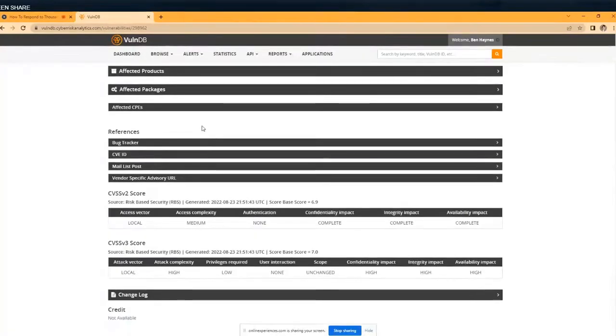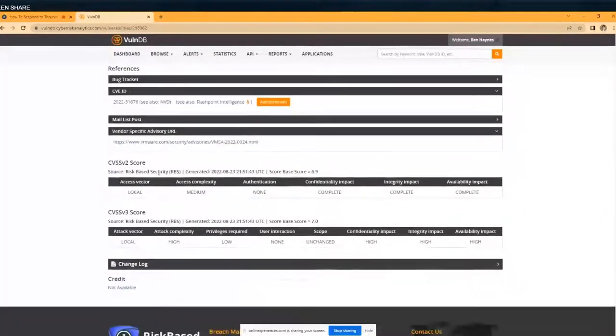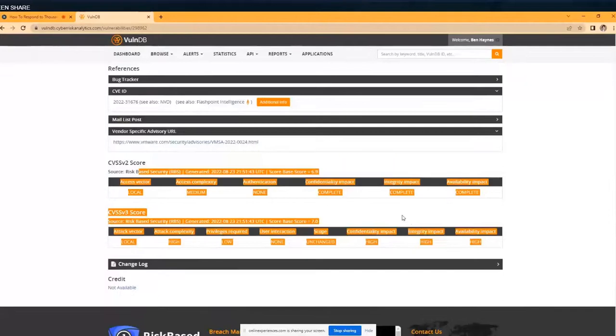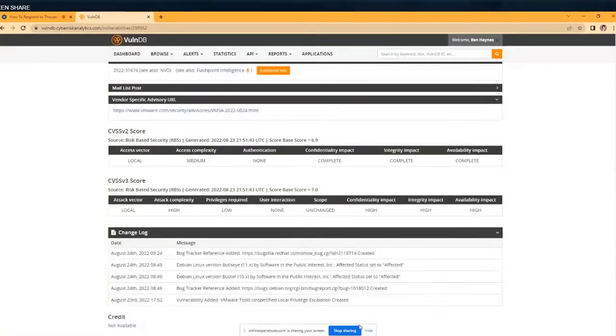And then here's the citations we have. In this case, this thing does have a CVE ID, but there's also advisories, mailing lists. And then you'll see our severity, our CVSS scoring, a change log that calls out anything that's changed on the vulnerability since it's been published through. Like I said, living, breathing database.